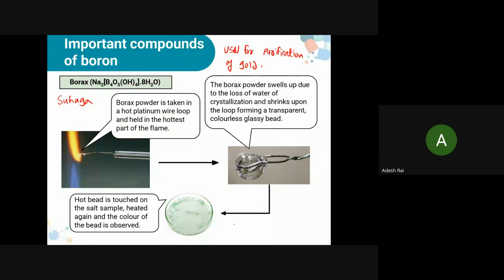First is the borax bead test, qualitative analysis. Second is purification of gold. And third is glass production. Sorted. So these are some additional points that you should know. I hope it is clear to everyone. Tell me, did you understand? Now we can proceed with the other compound.